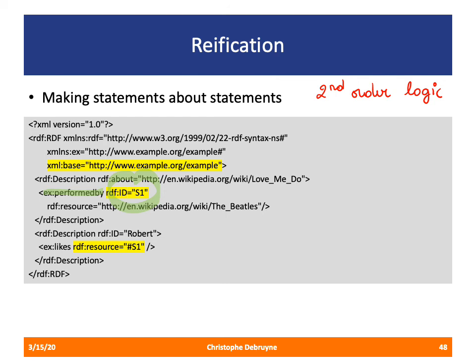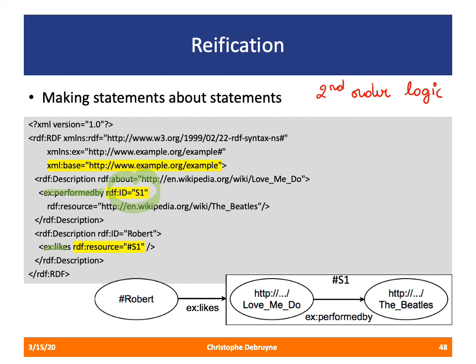And what do I say about this? Well, I have a description of a person with the node name Robert, and I state that that thing likes that performance. How does that look graphically? Well, we have here our statement Love Me Do performed by the Beatles, and I give it the node name S1, and Robert likes S1, being that statement.